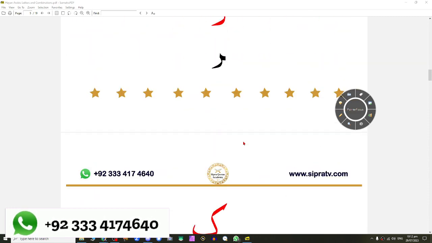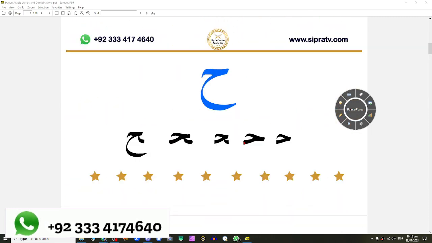Now, people often get confused between Ain and Ha. The thing is that if the letter Ha comes in the middle or at the end, the shape of the head of the letter Ha is totally different. It is wider and it is in this shape.